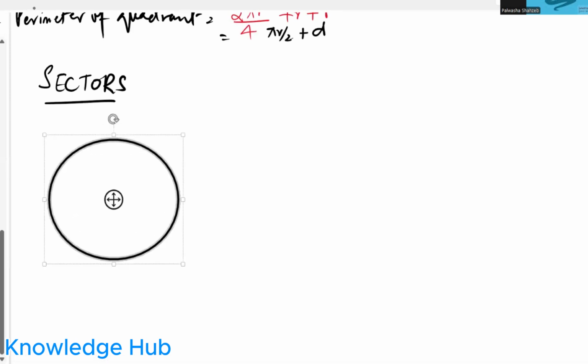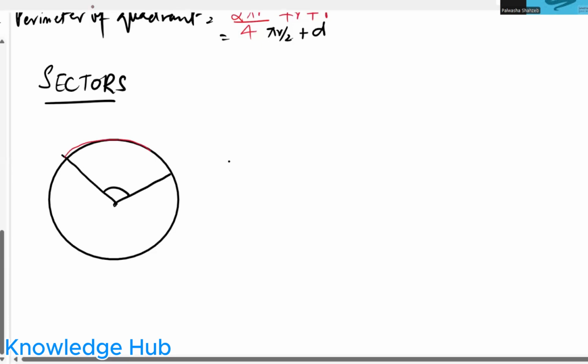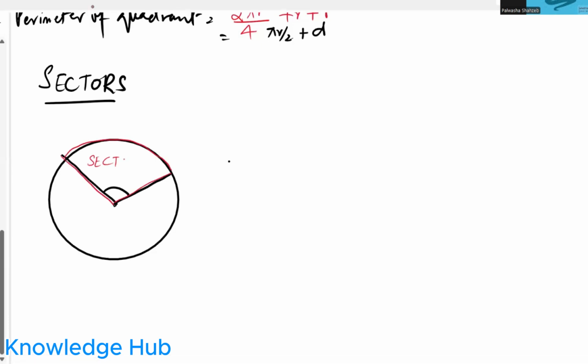Okay. So how is a sector made? It is made with an arc of a circle with its two radii. So let's suppose this is one radius and this is another radius. So this is a sector. It is made with an arc of a circle with its two radii. So it makes a sector. Okay.